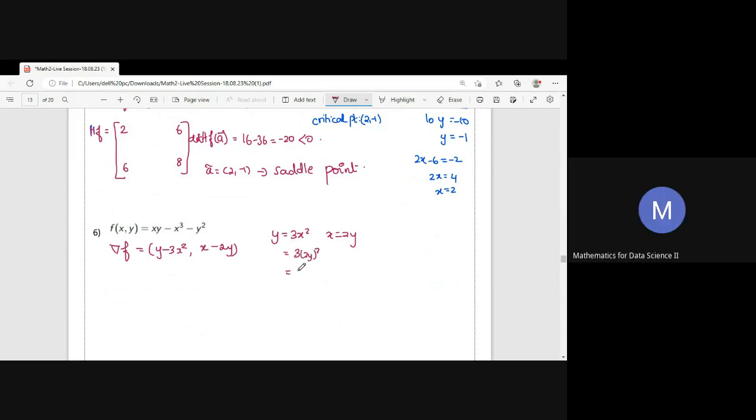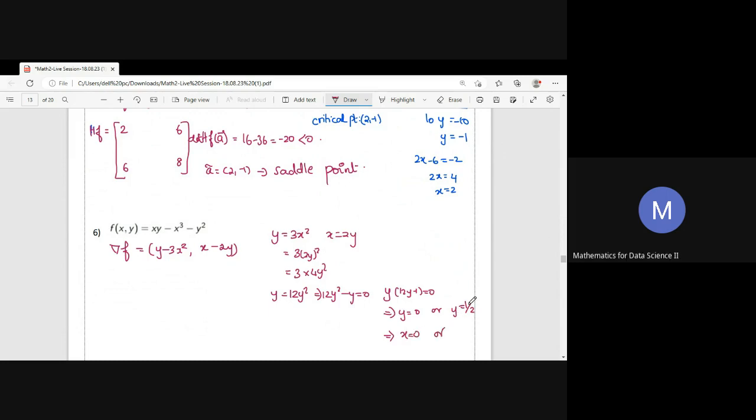Then this is equal to 3 into 4y square, 12y square. So this equation now reduces to 12y square minus y equal to 0. So y times (12y - 1) equal to 0. So now from this what are you getting? y equal to 0, or y equal to 1 by 12. Okay. So if y is equal to 0, what is the value of x? 0.